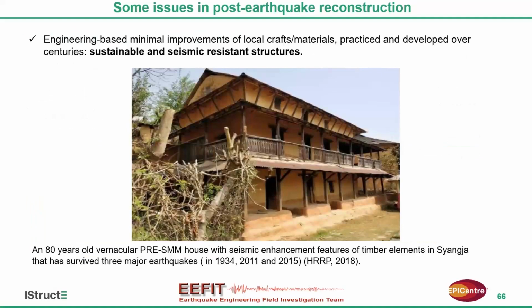As an example, the engineering-based minimal improvements of the local crafts, which have been practiced for centuries, can result in sustainable and seismic-resistant structures. For example, you see this house, it is an 80-year-old house that is still standing there, and that has stood 3 major earthquakes in the past. This includes seismic enhancement features of timber elements, for example, these vertical posts, compression struts supporting the roof and floors, and the walls include timber bands, 2 per story, making it seismic resistant.